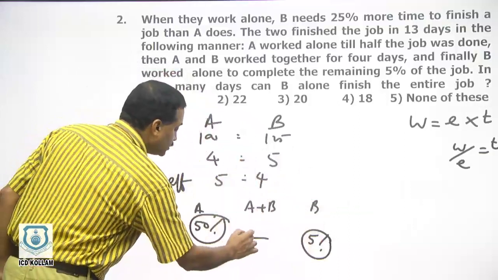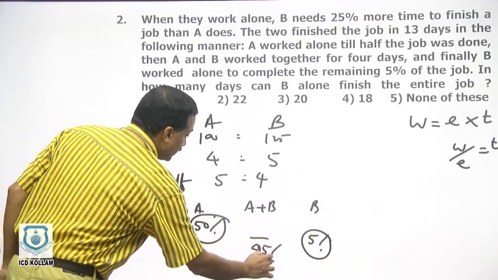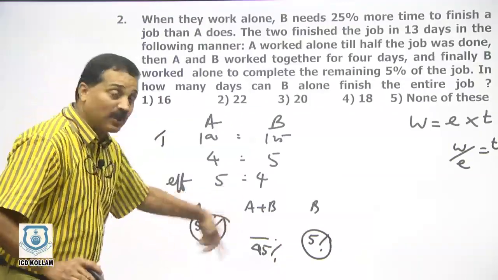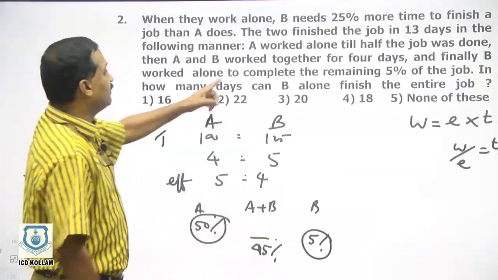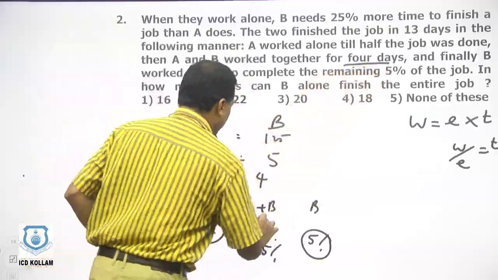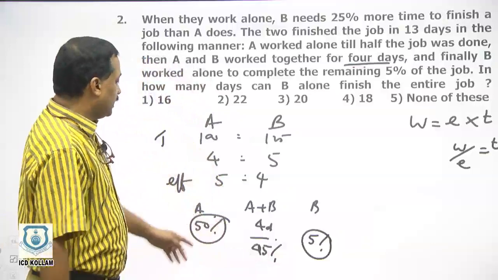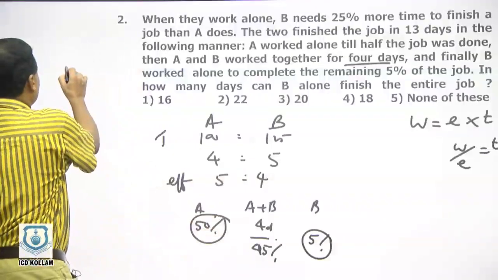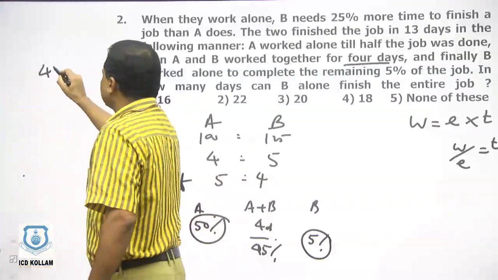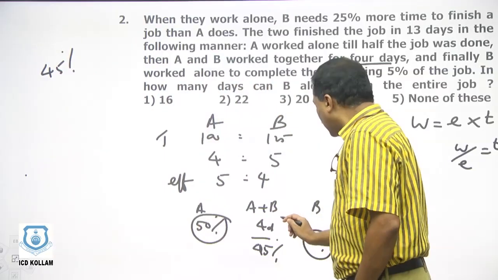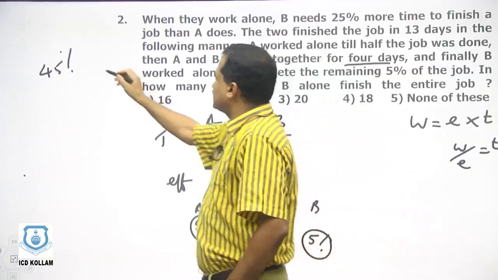So what is the balance work? 45%. This 45% work is done by A and B together, and together they work for 4 days. So it is clear now. What is clear? To do 45% of the work, A and B took 4 days.